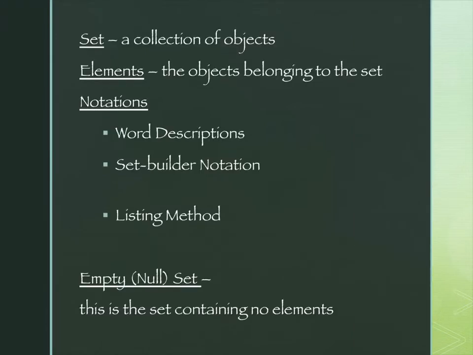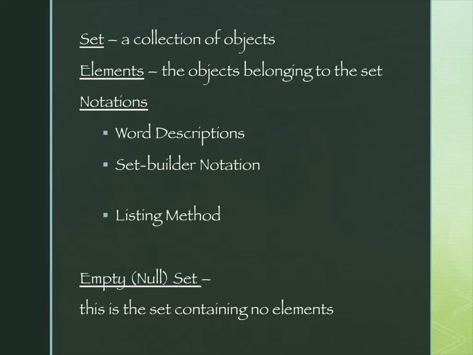So the first one is we're going to talk about, in this whole chapter, what sets are. And a set is really just a collection of objects. And elements are those objects. So we can talk about the set of people in contemporary math right now in this classroom. We can talk about the set of music albums on my playlist. We can talk about the set of math textbooks in my office. It's just a collection of something. And it can be people or it can be objects. It doesn't matter.